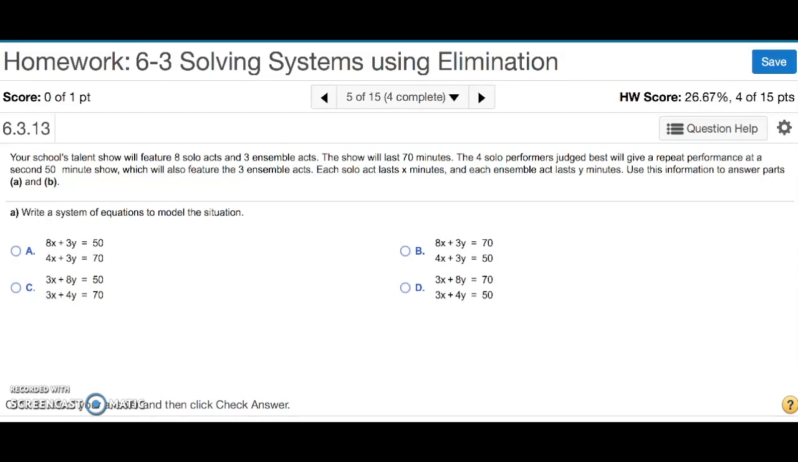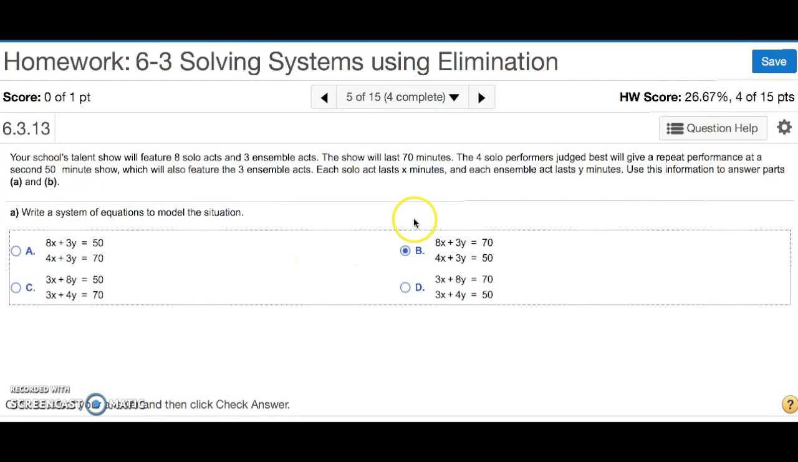So we know x is solo and y is ensemble. The first part of the show will feature 8 solo acts and 3 ensemble acts, so 8x plus 3y. The show will last 70 minutes, so 8x plus 3y equals 70. That automatically tells you it has to be B. That's the only option where we have 8x plus 3y equals 70.